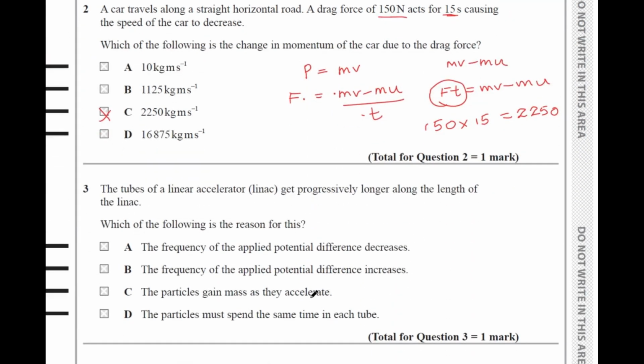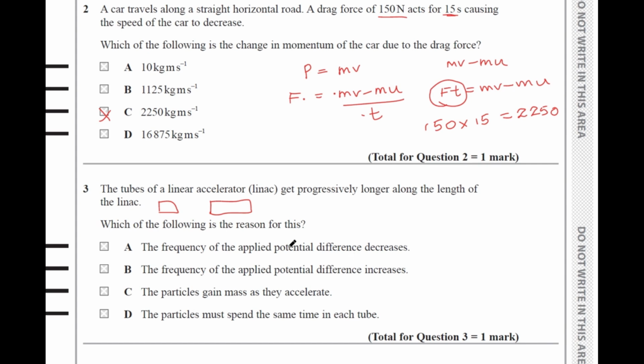Let's move on to the third question. Third question, it's related to the particle accelerators, linear particle accelerator, LINAC. So when it comes to LINAC, the main component of LINAC is the drift tube. So these drift tubes are getting longer along the length of the LINAC. There's a reason behind this.